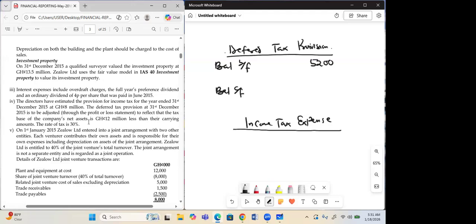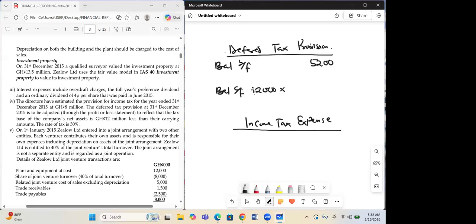Read it. I'm listening. Okay, the deferred tax provision at 31st December 2015 is to be adjusted to reflect that the tax base of the company's net assets is 12 million less than their carrying amount. So it will be the 12 million. So the difference between the carrying amount and the tax base is the 12 million, right? Yes, please. So you enter that 12 million as the temporary difference, 12 million.